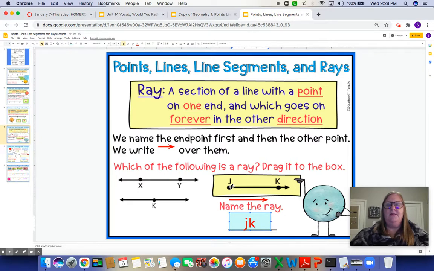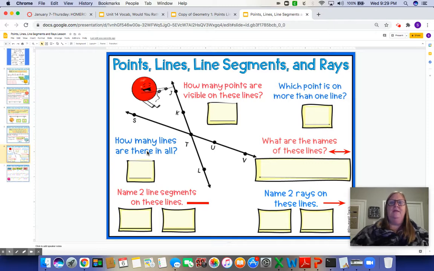And I always tell my class to think about a sun ray. It starts in the middle of the sun and it goes out. So a ray only goes in one direction. It starts at an end point and goes out. So let's look at the next box and see if we can figure out a few things.